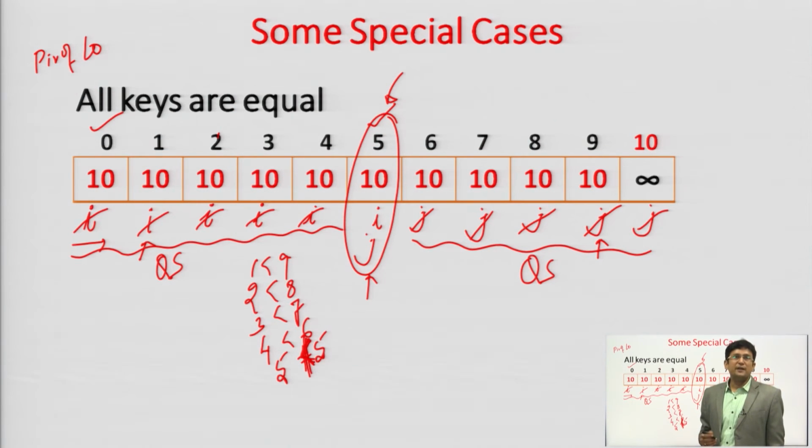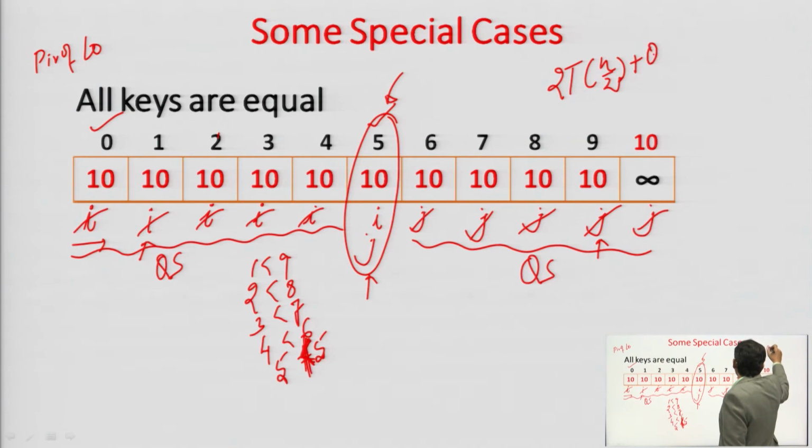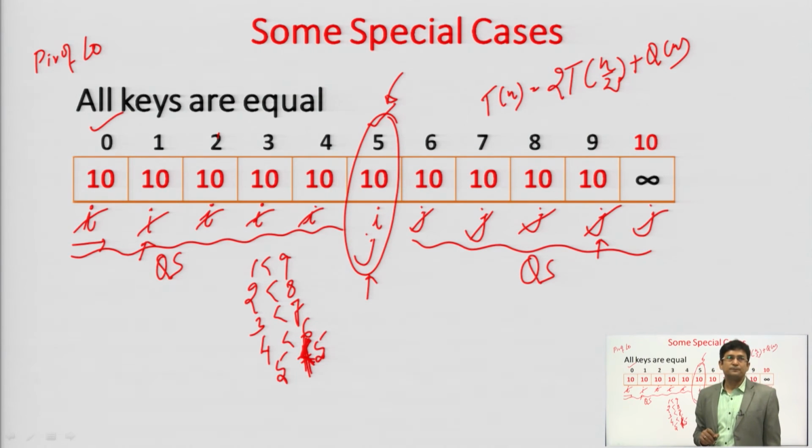So you can remember that if the elements given to you are all equal, this is the best case of the quick sort, and you can write the recurrence of the best case as 2T(n/2) plus theta(n). So this is the recurrence for the best case of the quick sort.